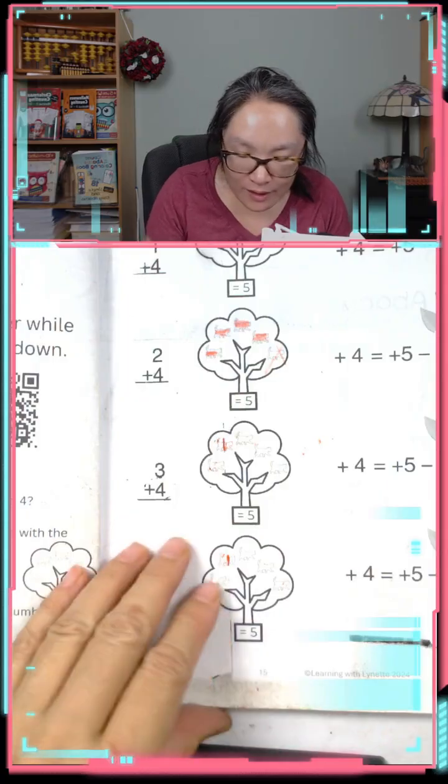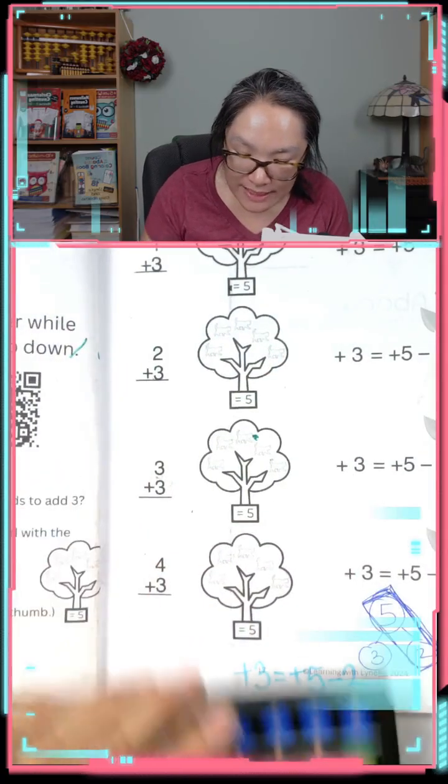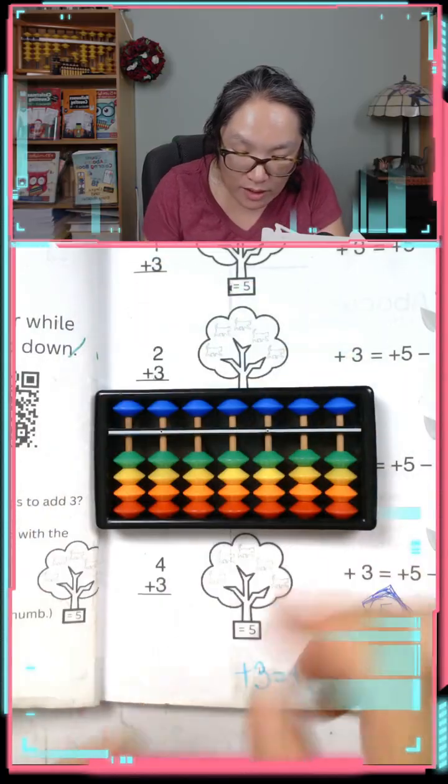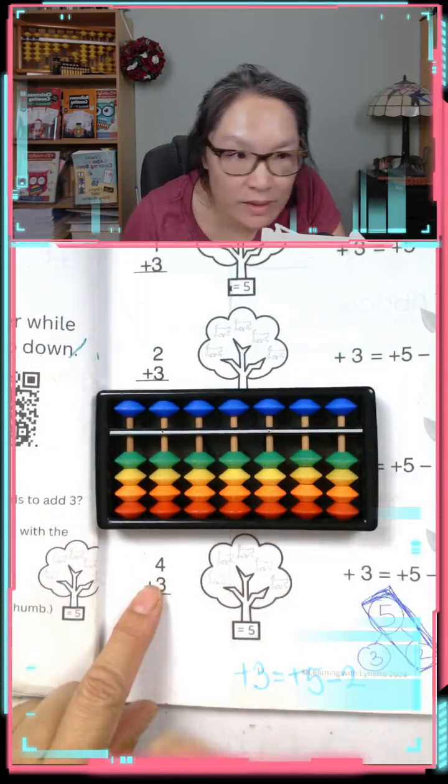So we're going to go into 3. The same thing, right? We're not going to memorize our numbers. We're not going to memorize that 3 plus 3 is equal to 6.